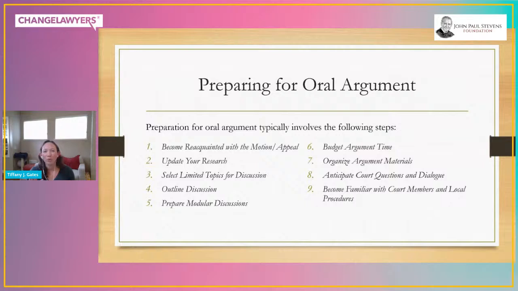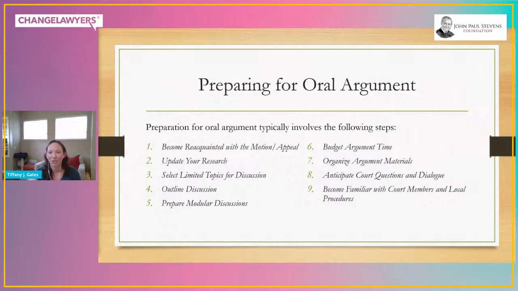Once you're familiarized with the case and you have updated legal research, this is where you really have to start thinking about the fact that you have limited time for oral argument, so you had better limit your discussion to the topics that you think are most important. And when I say the ones you think are most important, I really mean the ones that you think the court will think are most important. Because oral argument isn't about you necessarily; it's about identifying what the court is most concerned about and then addressing those concerns and those questions head on.